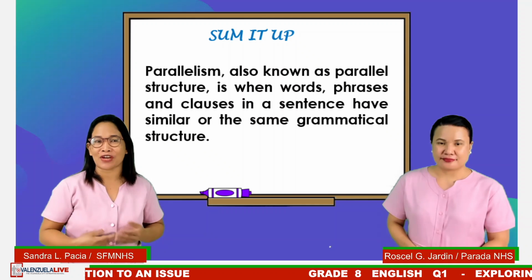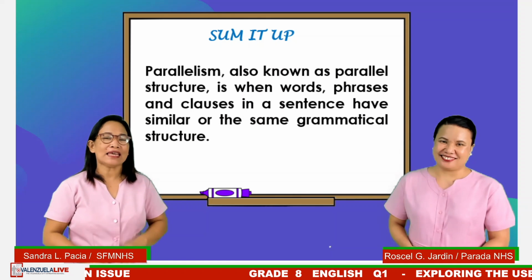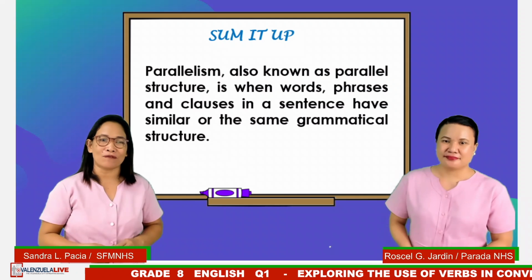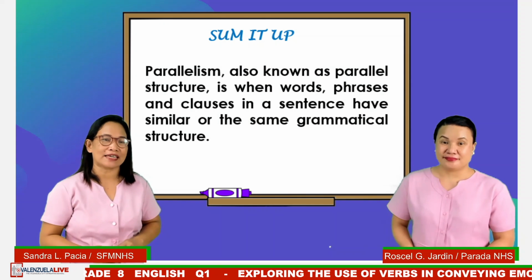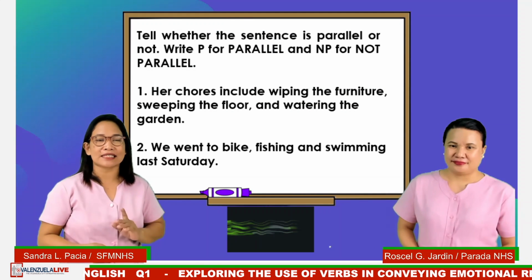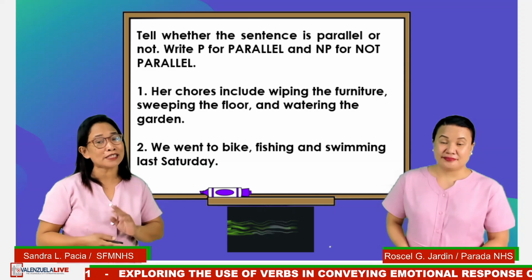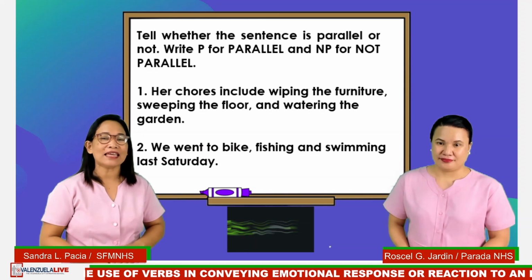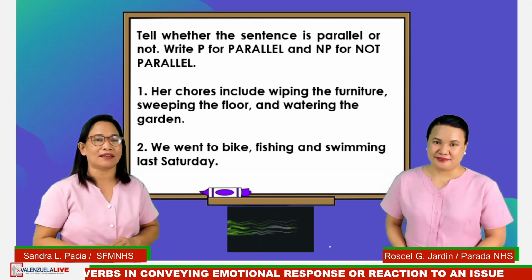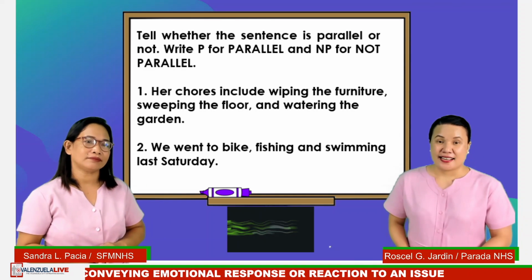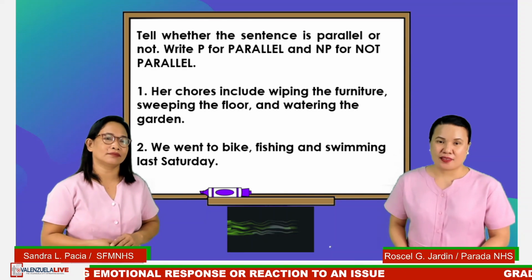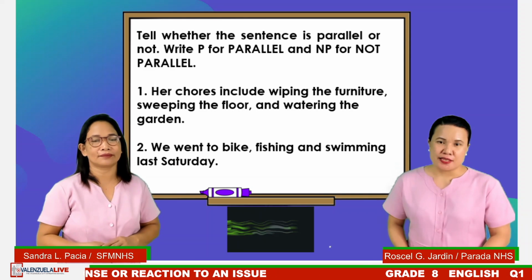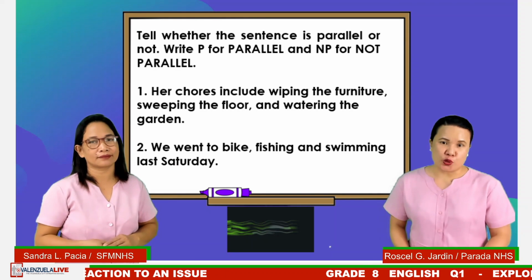Bring out again your handy-dandy notebook and pen, and let's figure out the correct answer for each number. You have 5 seconds to answer each item. Tell whether the sentence is parallel or not. Write P for parallel and NP for not parallel. Number 1. Her chores include wiping the furniture, sweeping the floor, and watering the garden.